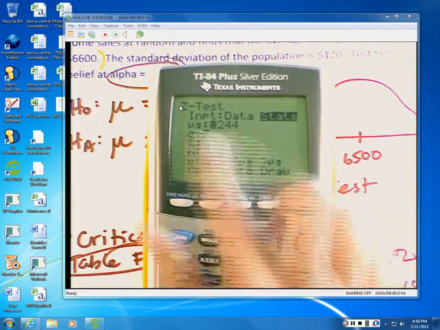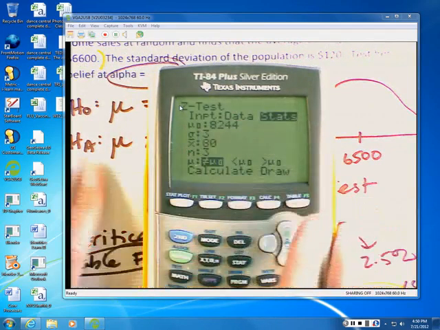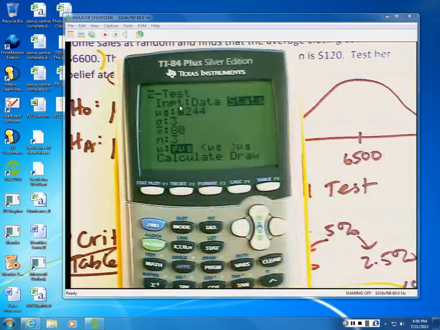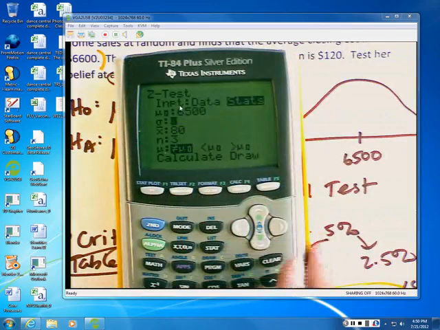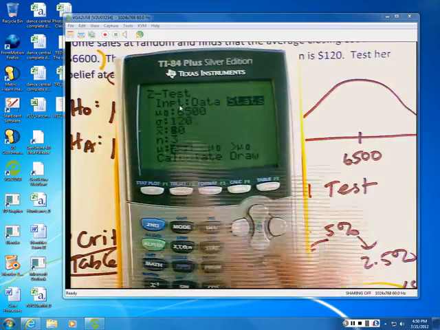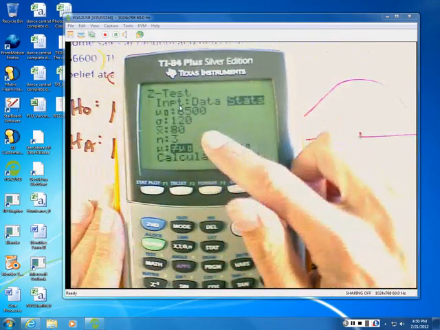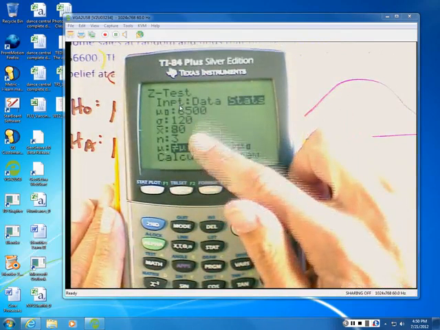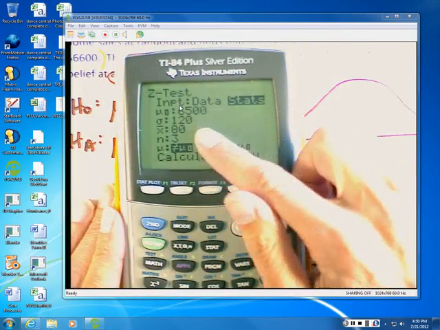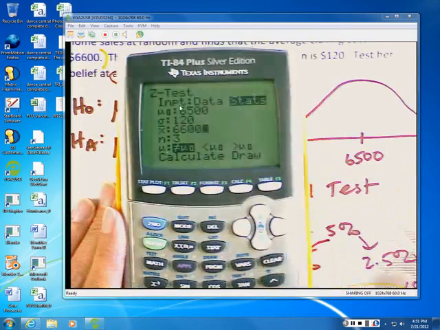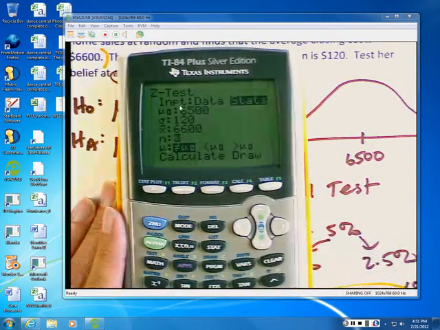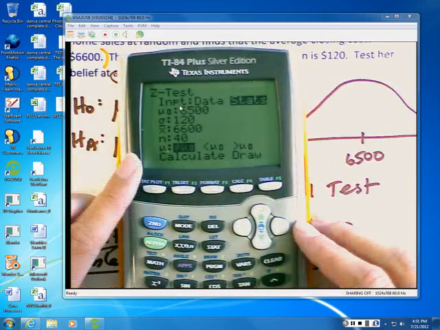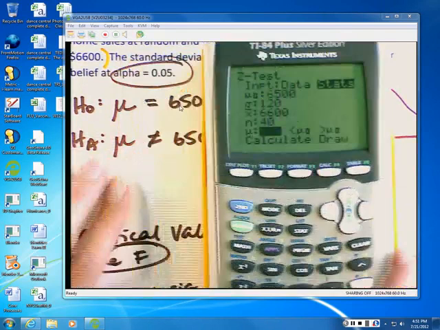And it says, what is mu naught? Mu naught is this guy. That's the number that you put in the hypothesis. So that's 6,500. Standard deviation is 120. And as long as you have a big sample size, 30 or greater, even if it was a sample standard deviation, you could throw that into sigma as well. X bar, you know what that is? So we already have mu. X bar is the sample average. That was that 6,600. We wanted to see if that was significant or not. Let's see, how many did we survey? 40. And here's where you choose the alternative hypothesis. Our alternative hypothesis was not equal.